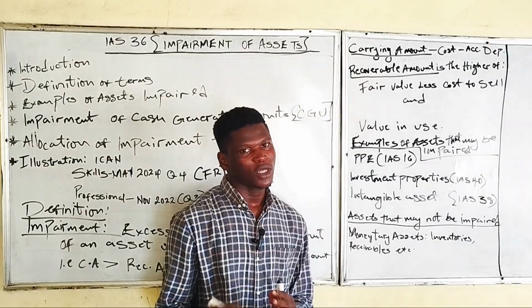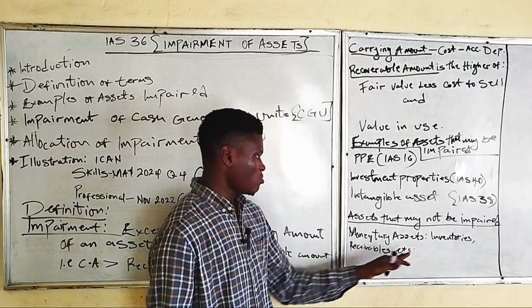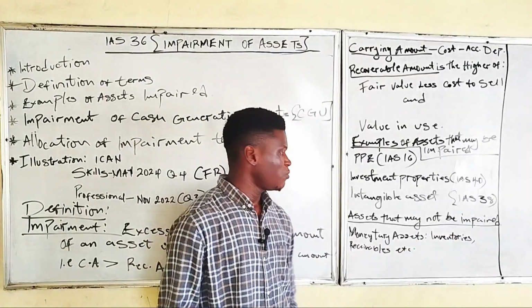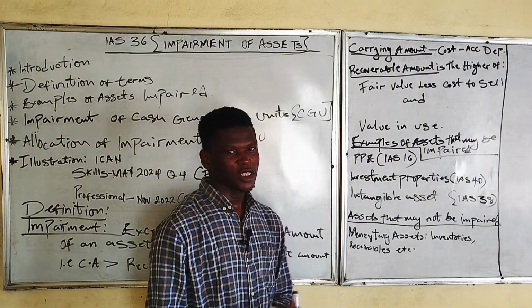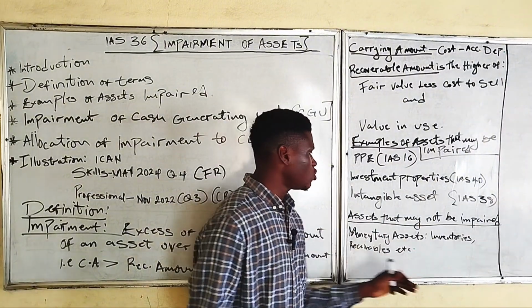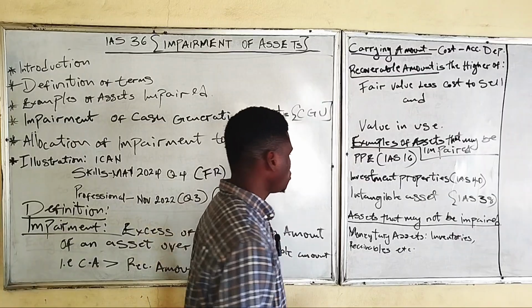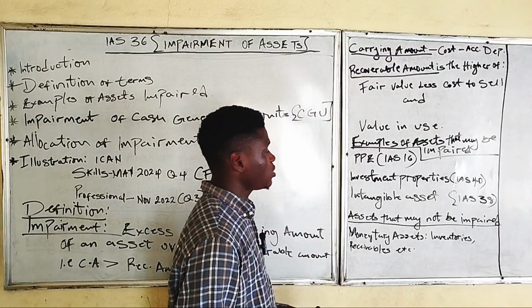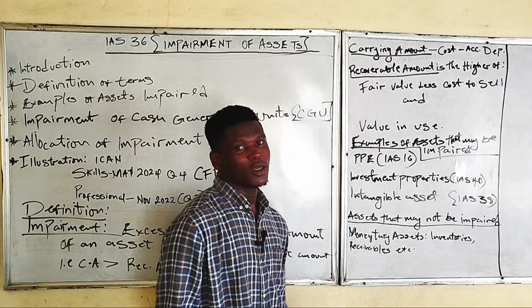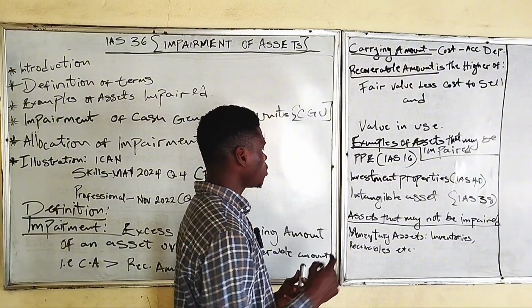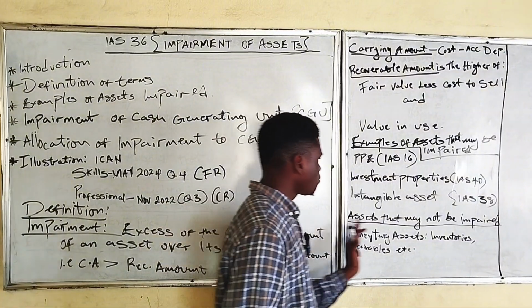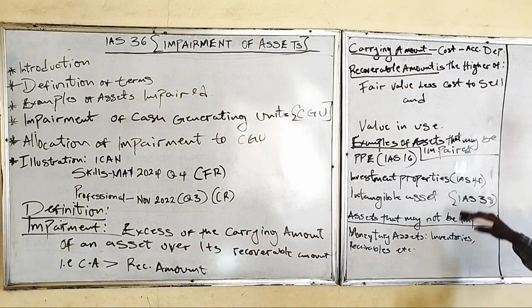Inventory has its own standard, which is IAS 2, which is measured on another level, the lower of cost and net realizable value. So inventory is not to be subjected to impairment, and every other monetary asset. So monetary assets, just like we've talked about, are those assets with a claim for future financial resources. So that's for the example.